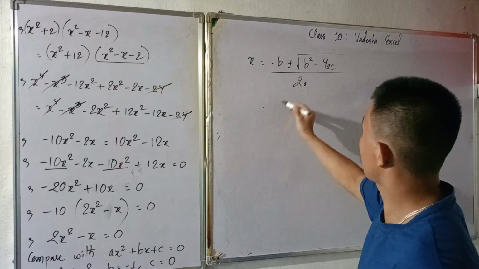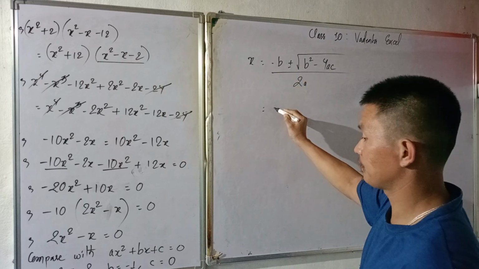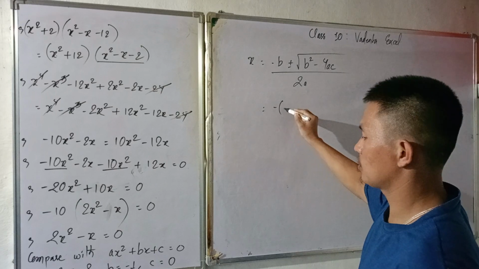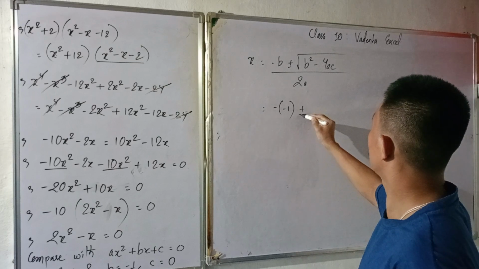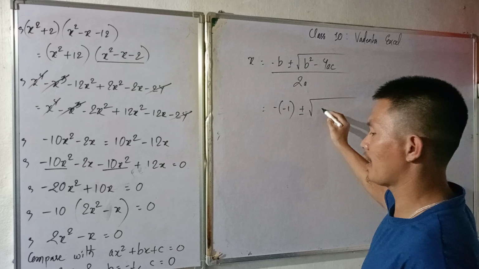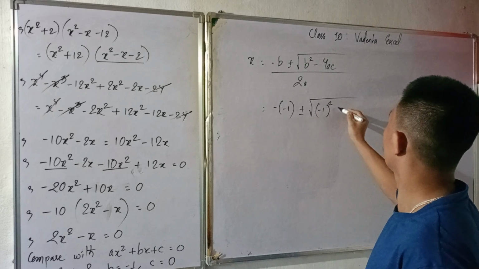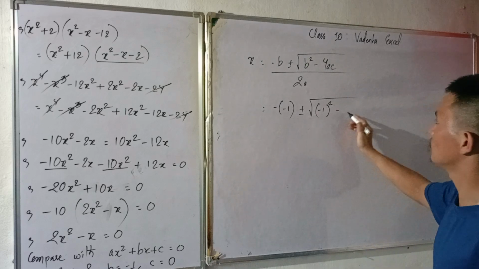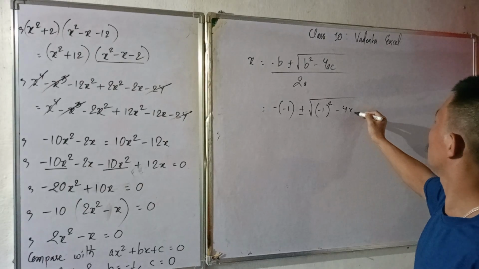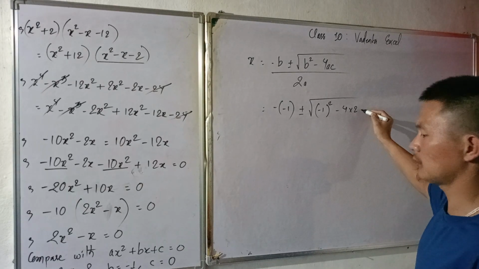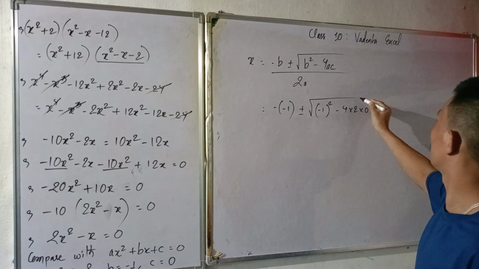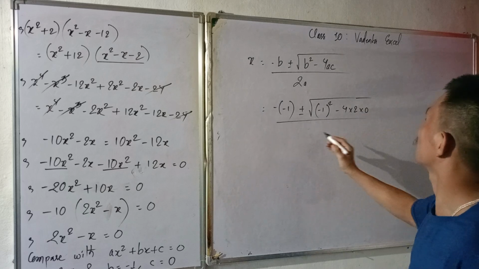Substitute the value of minus b, minus 1 plus minus b, we have minus 1 whole square. Now this becomes 0, because 4 times a we have 2, c we have 0.